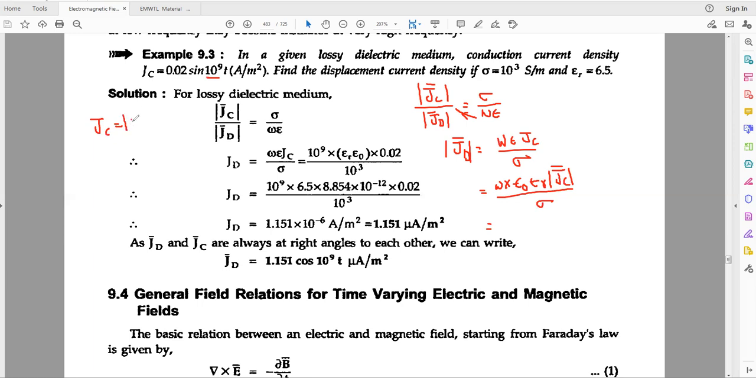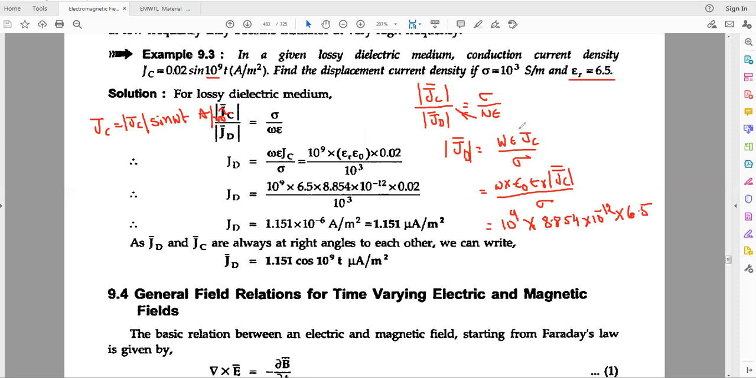Here the magnitude of JC is 0.02 sin omega t, in ampere per meter square. What is the omega here? 10 power 9. You can write 10 power 9 into epsilon naught. We know 8.854 into 10 power minus 12 is a constant value, my students. And epsilon r is given as 6.5.